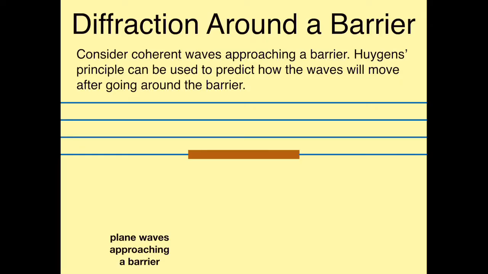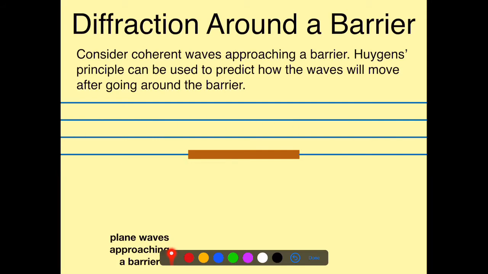Okay, so we've talked at some length about diffraction through a slit. So next, let's move on to a closely related problem, which is diffraction around a barrier. So here's the idea. We have coherent waves, which are approaching a barrier. The barrier is shown here. So our wavefronts are just planes before we reach the barrier.